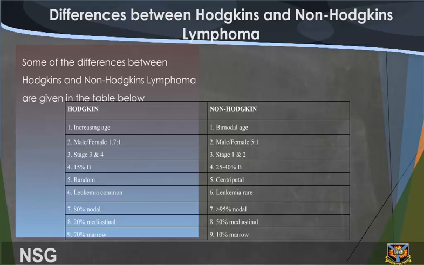Non-Hodgkin: 1. Bimodal age. 2. Male-female ratio 5:1. 3. Stage 1 and 2. 4. 25 to 40% B symptoms. 5. Centripetal spread. 6. Leukemia rare. 7. 95% nodal. 8. 50% mediastinal. 9. 10% marrow.